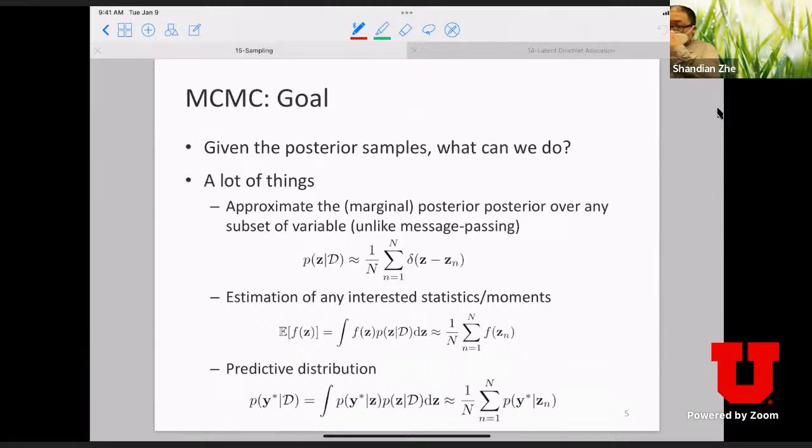Why? We can take a look at this one. So first, although MCMC gives up calculating or approximating a closed form for this true posterior, we can still get some pretty nice approximation of the posterior by using these samples.